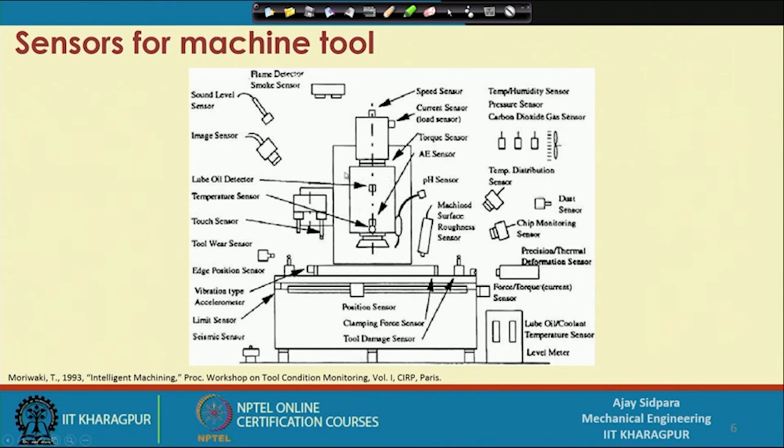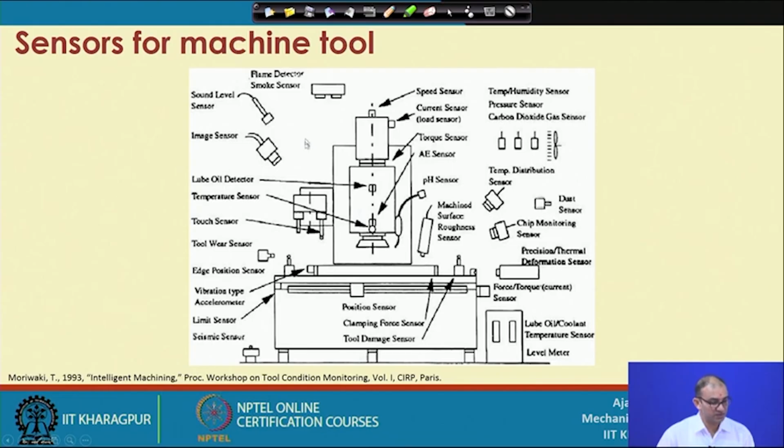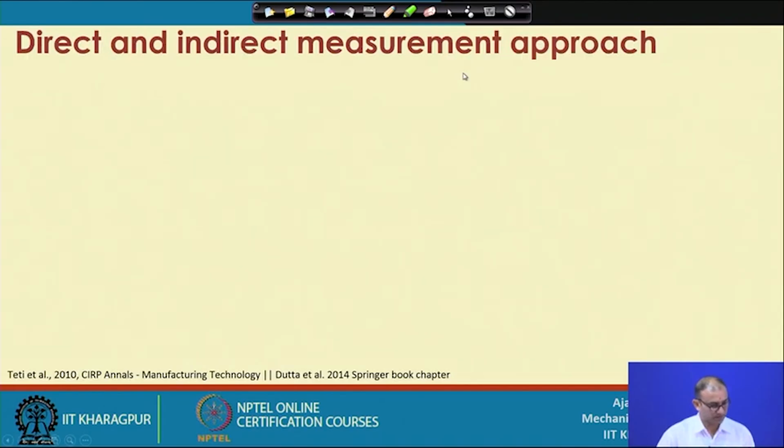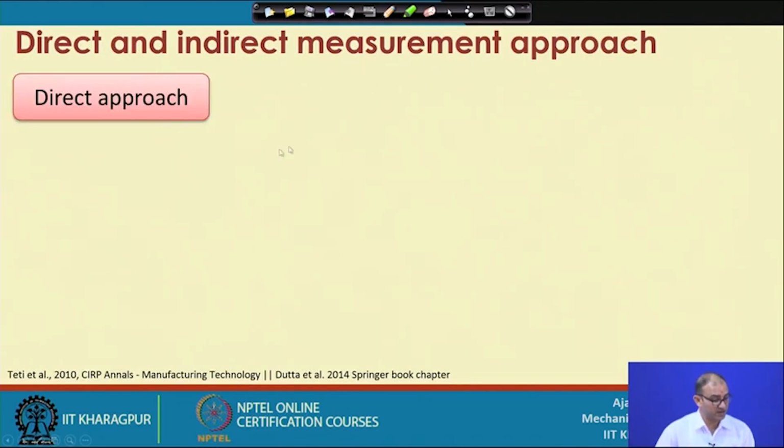In this way you can understand how these machine tool sensors are useful, but you also know that not all sensors are required. That depends on your requirement; depending on that, you select the sensors which are more suitable for your application. Now, coming to the different types of measurement approach, one is the direct measurement approach.